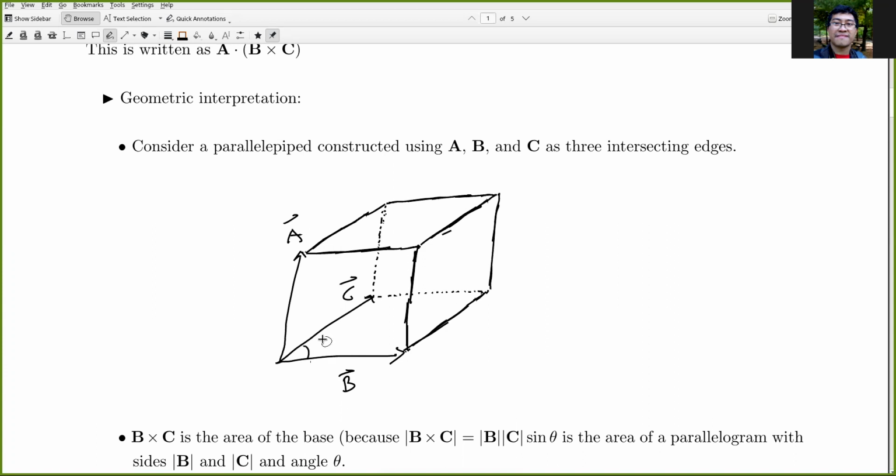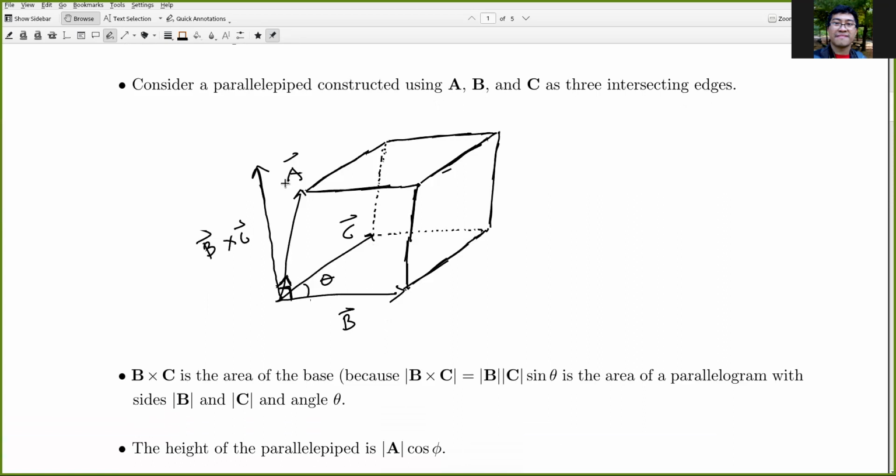If this is angle theta, this would be B cross C. That's the area of the base, so BC sine theta, the magnitude of B cross C. The direction of B cross C, suppose this is a line perpendicular to B and C. So let's suppose that is our B cross C. So that's perpendicular to C, perpendicular to B. The magnitude of this is the area of this parallelogram.